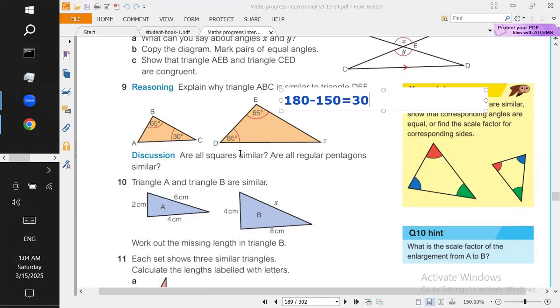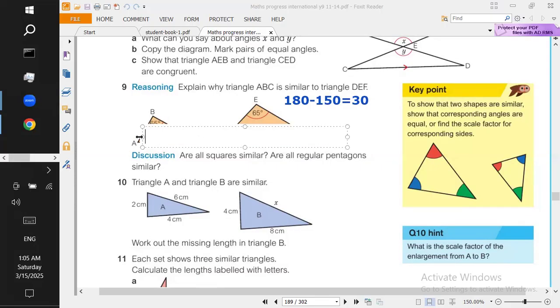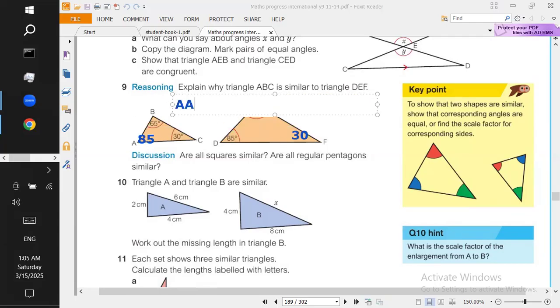Let's write it here. So this one is 30. And because this one is 30, it means here we have a 30. It means this one is 85. This means all the angles here are the same. This means we have an AAA. The AAA situation means all the three angles are equal to each other. And this means that the triangles are similar. So when you prove AAA, it means you have proven that the triangles are similar. And that's the idea of this question.